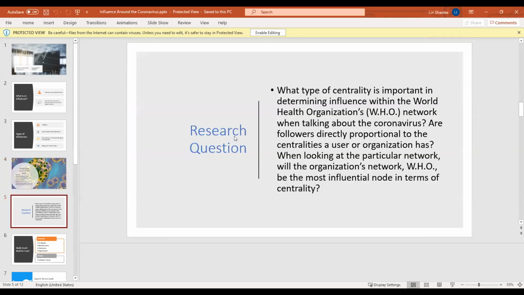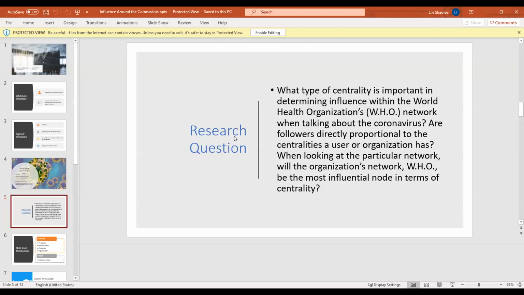So our research question ended up being trying to define what type of centrality was best suited and most important to figure out who had the most influence tweeting about the virus in the World Health Organization's network when we were talking about the virus. Also, we set out to figure out if the influence on the virus was directly proportional to the centrality based on followers and engagement that a particular user or network had.